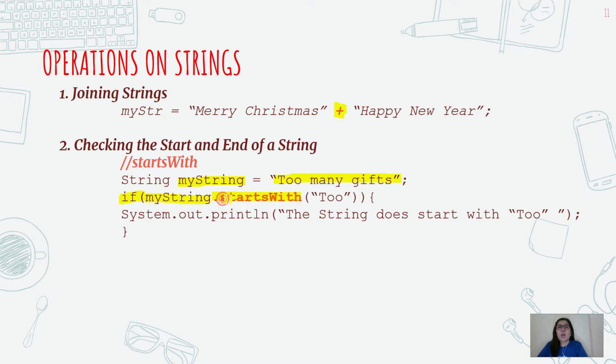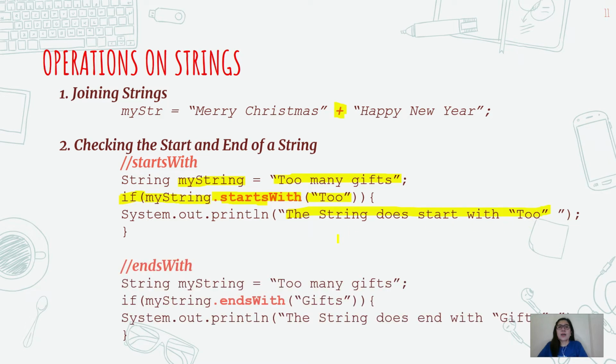So, this is lowercase except for W, which is uppercase. Enclosed in double quotation. So, kung ang sagot dito is true or ang condition dito is true, so ang ipiprint niya is the string that starts with 2. So that is that starts with. We also have that ends with. So here, same procedure, but here identifying if the words or the string value ends with gifts. So, ang ginamit naman doon is that ends with.